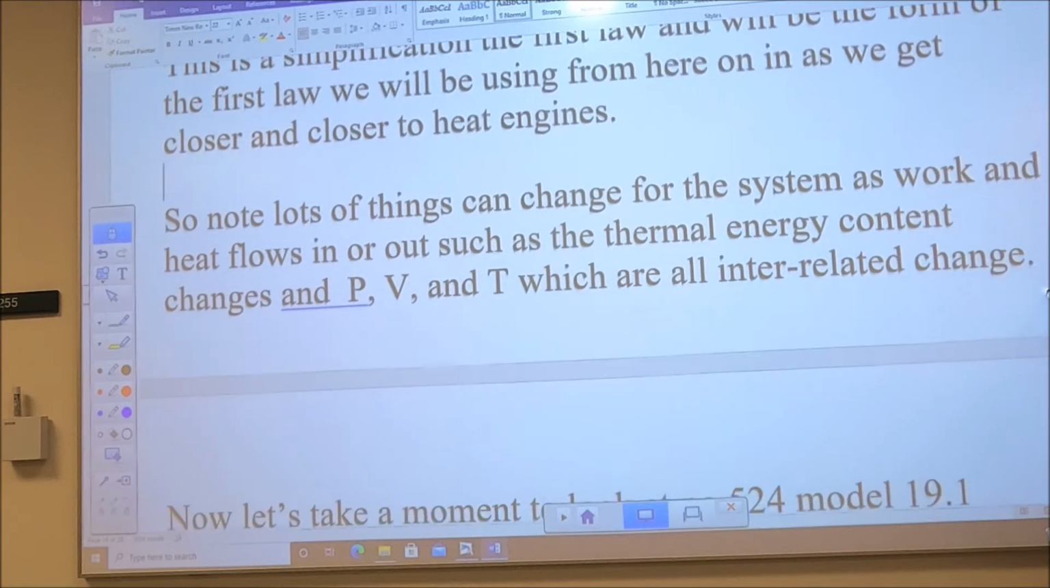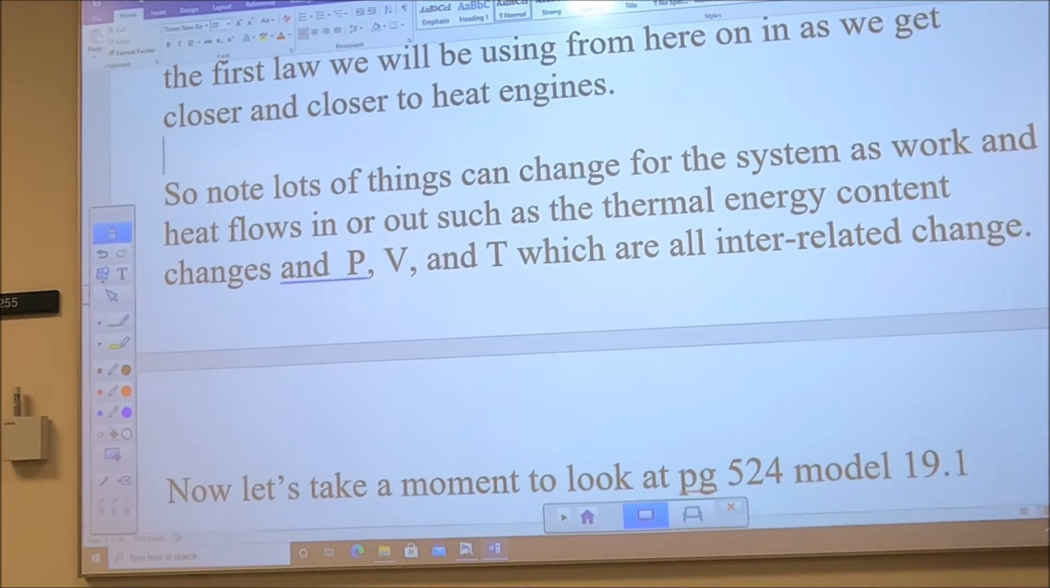Now, when work is done on or by a system and heat flows in or out of it, the thermal energy content changes, but also the pressure, volume, and temperature may change. These 4 things, thermal energy content, pressure, volume, and temperature, are all interrelated.